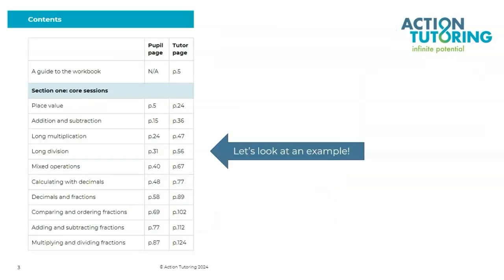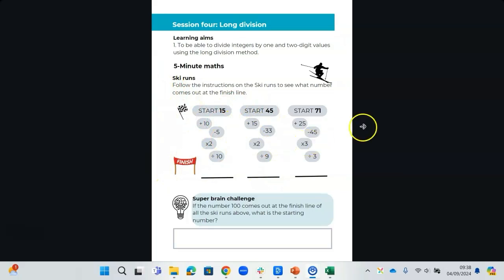Let's take a look at a lesson on long division. Here you can see the learning aim of the session, the 5-minute maths activity. What you'll notice is that at the end of some activities we have super brain challenges. These are not compulsory for every pupil to have a go at, but it's for any pupil that's flying ahead, has either arrived early or their numeracy is really strong. It gives them an opportunity to build and grow and stretch their understanding whilst other pupils are consolidating their numeracy skills.